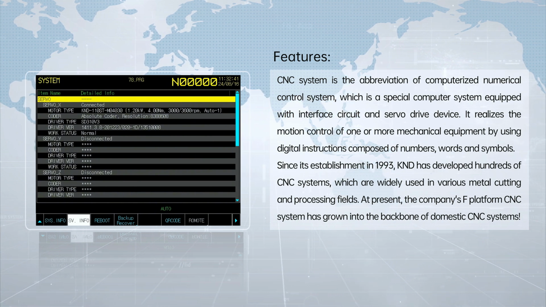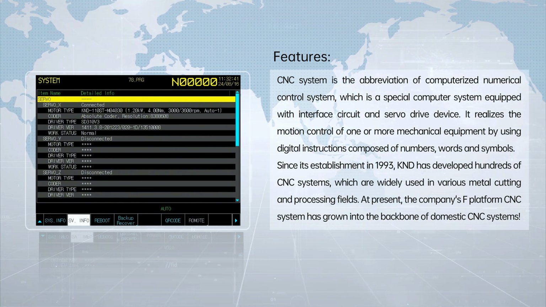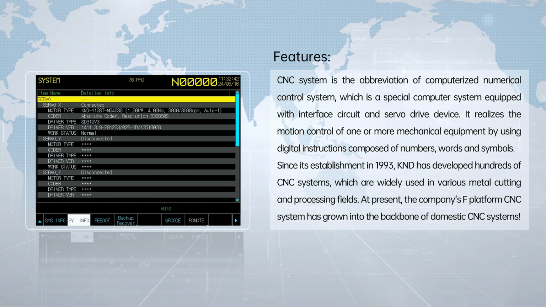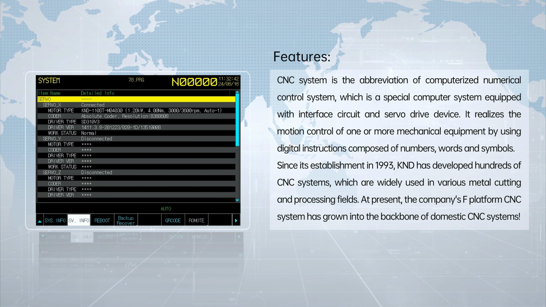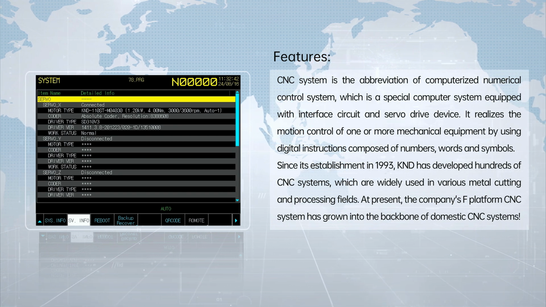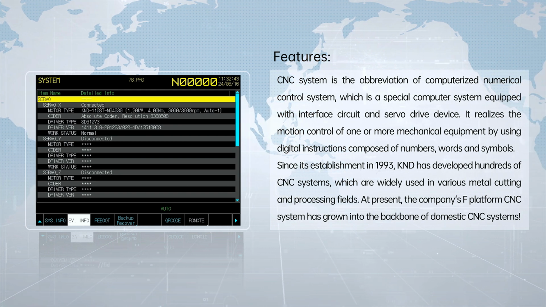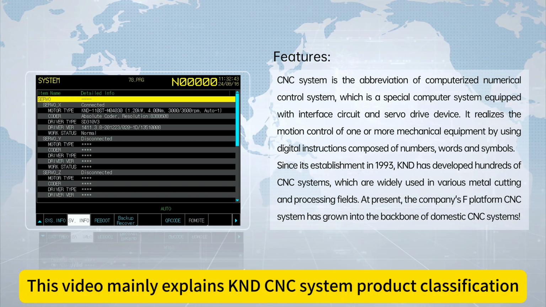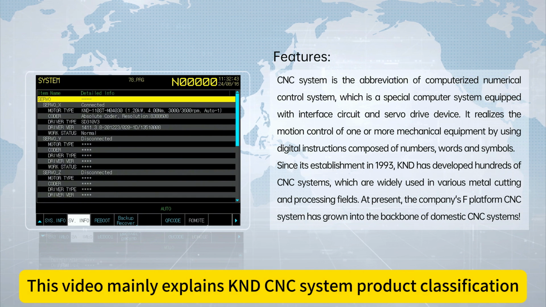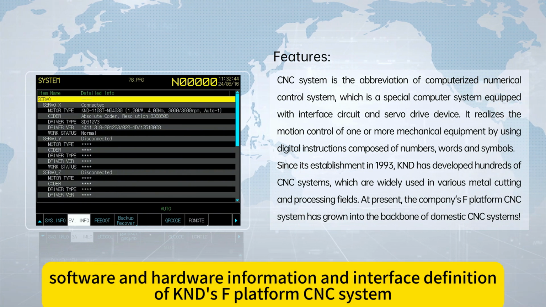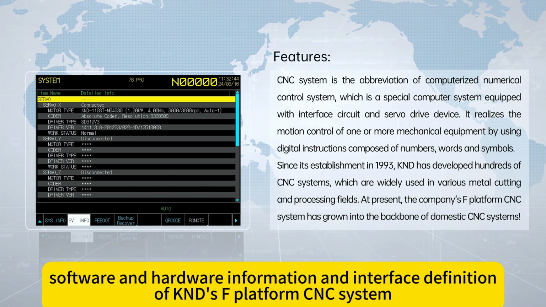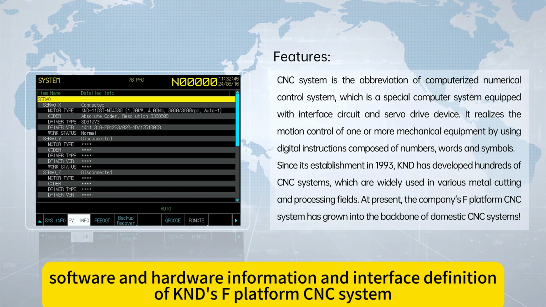Since its establishment in 1993, KND has developed hundreds of CNC systems, which are widely used in various metal cutting and processing fields. At present, the company's F-platform CNC system has grown into the backbone of domestic CNC systems. This video mainly explains KND CNC system product classification, software and hardware information, and interface definition of KND's F-platform CNC system.